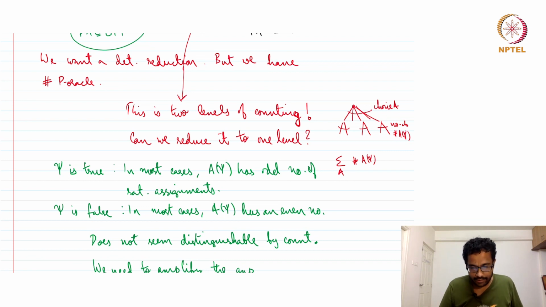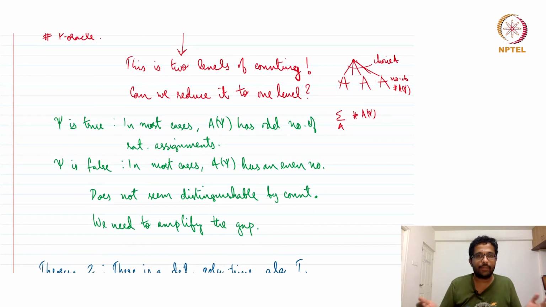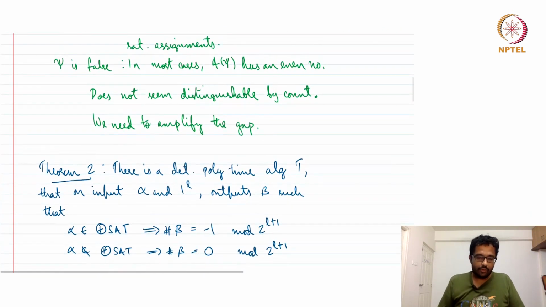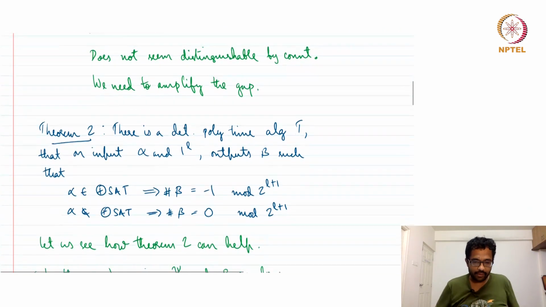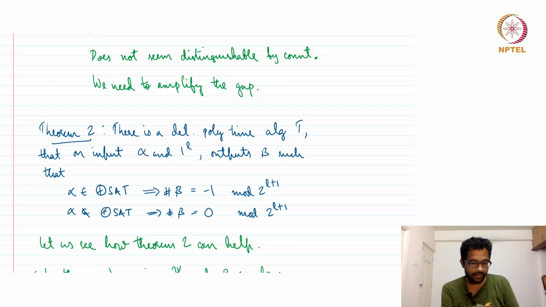So in order to get there, here we have just parity, so odd and even, right? Odd and even are mixed up, so they are interspersed. There is no real difference. So we want to get a more significant difference, and that will be our starting point. In other words, we want to amplify the gap between yes instance and no instance.